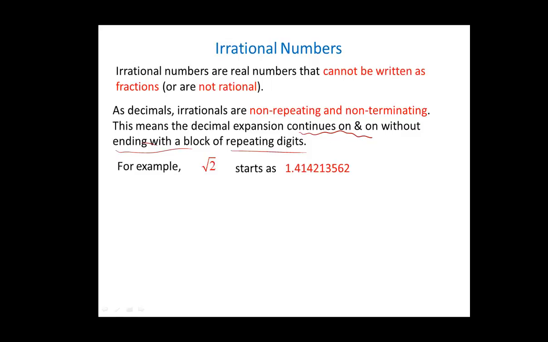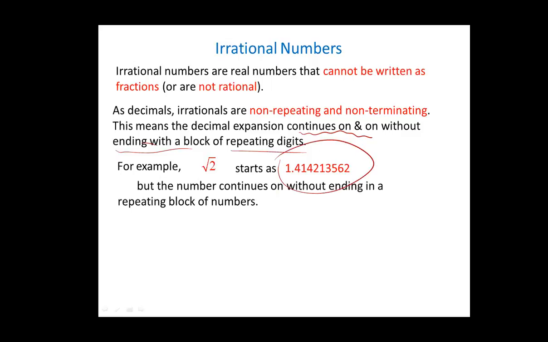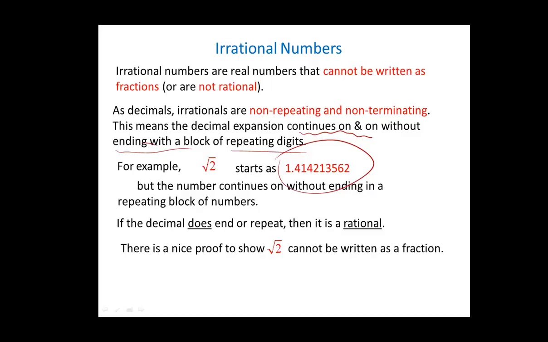For example, here's the beginning of the square root of 2, but it continues on. That's not all of the square root of 2. It keeps on going, and there's no repeating block of numbers. Now, if a decimal does end or repeat, it would be a rational number. And so there is a nice little proof to show that the square root of 2 cannot be written as a fraction. That's how we know that it is irrational.